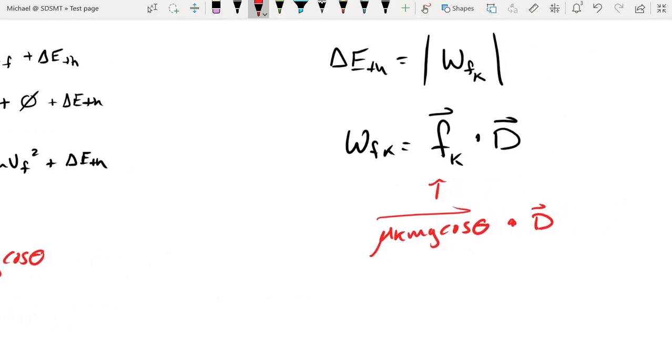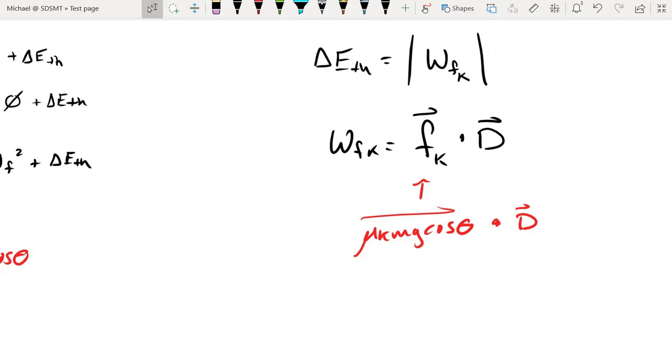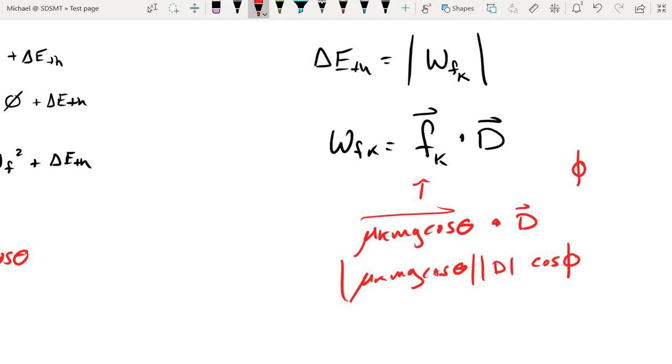Now that dot product is going to be hiding an angle relationship, which I am going to call angle phi. Phi and theta are not the same angles. Theta is the angle of the incline. Phi is the angle that exists between the two vectors in our dot product.